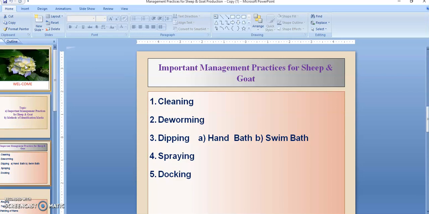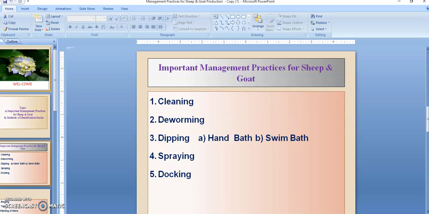The first is hand bath dipping and the other is swim bath dipping. Hand bath dipping is used mostly for small flocks. A tank of galvanized iron about 1.2 by 1.0 by 0.5 meter is used. Each sheep and goat is held above the knee, lifted into the bath and then turned over on its back. It should be kept in the dip for 2 minutes and its head should be immersed at least once in that time.